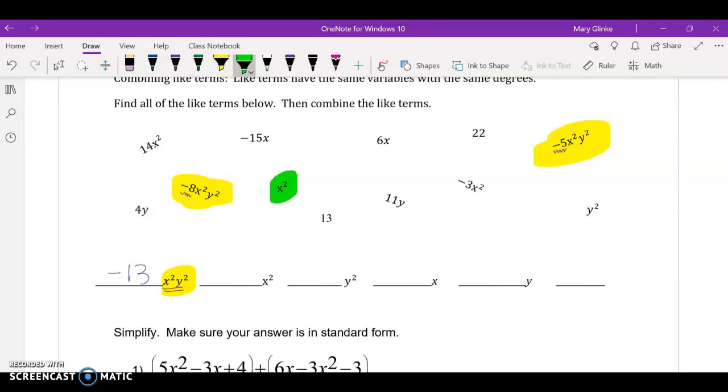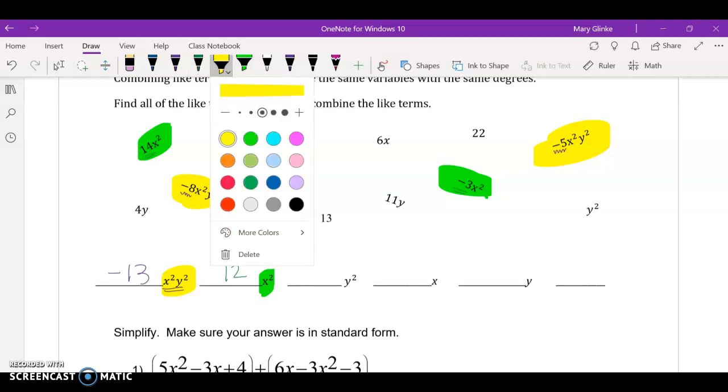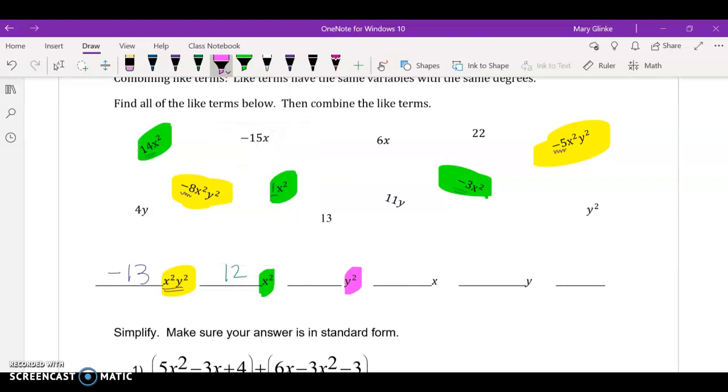So now let's try the x squareds. I see 3 of these. So I'm going to go ahead and combine the numbers out in front here. So I have 14. There's a 1 here, which makes it 15. And then -3 makes it 12 in total. Now let's go through and find all of the y squareds. Oh, there's only 1. Okay, so that would be a 1y squared.